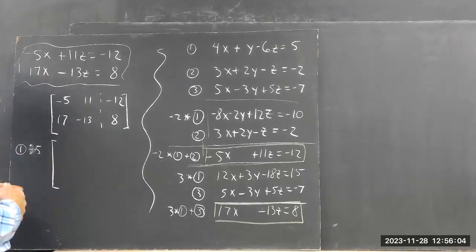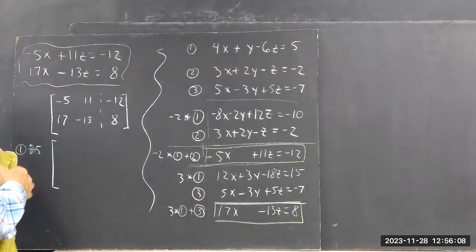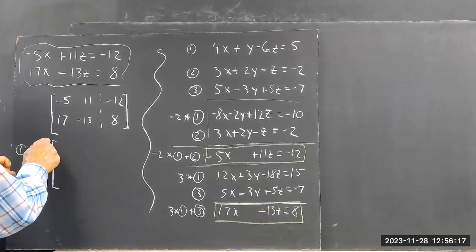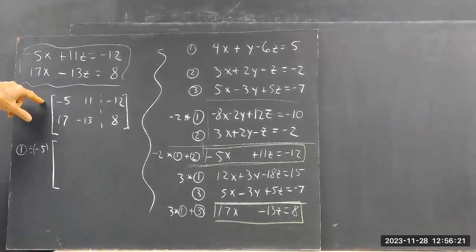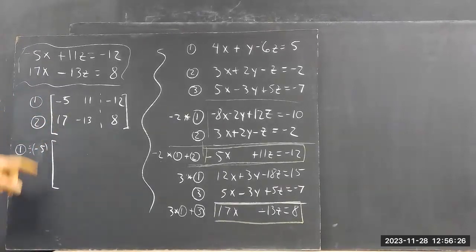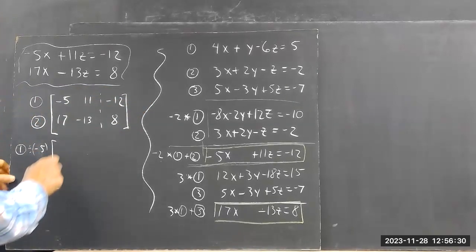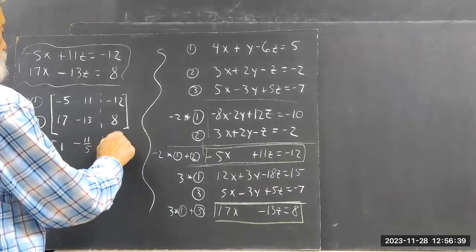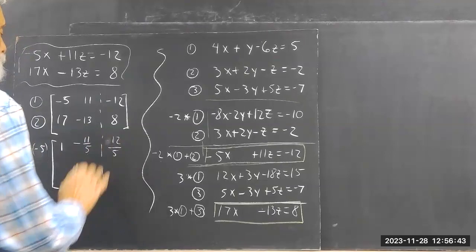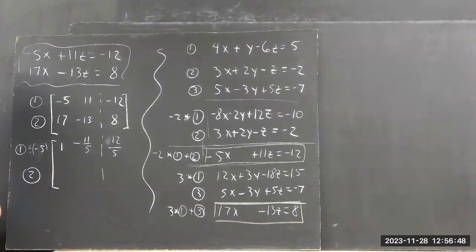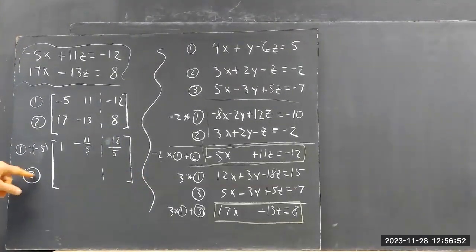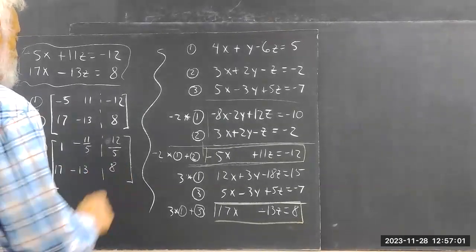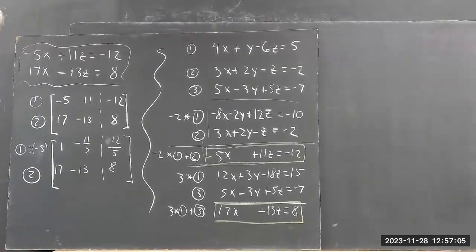I said divide by 5. That's okay. But let's see what I should have told you to do, which is divide by -5. This is equation 1. This is equation 2. Divide row 1 by -5. And we get 1, don't we? And then we get -11/5. And we get 12/5, because -12 over -5. And then I write down row 2. Here's row 2: 17, -13, 8.